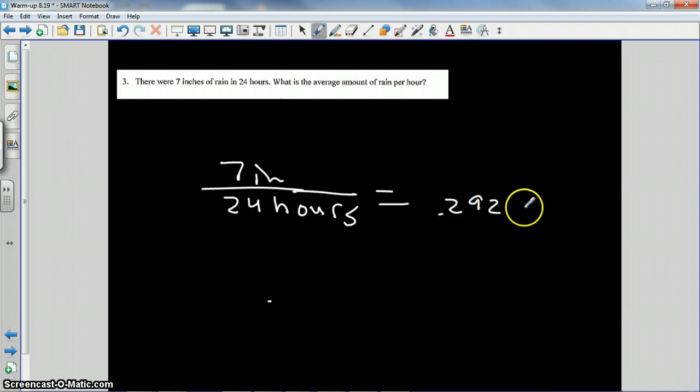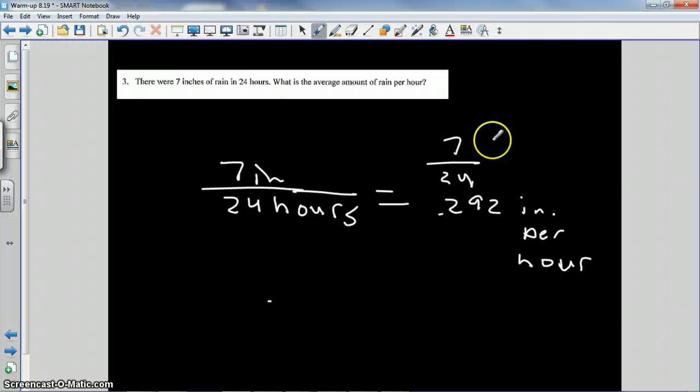Either way would be fine, and it would be inches per hour. I'm going to go down to here so I don't run out of room. And on the test, if you wrote this as 7 over 24, as long as your fraction is reduced, in this case the fraction doesn't simplify, you can just write it as a fraction too. So either of these answers would be right.